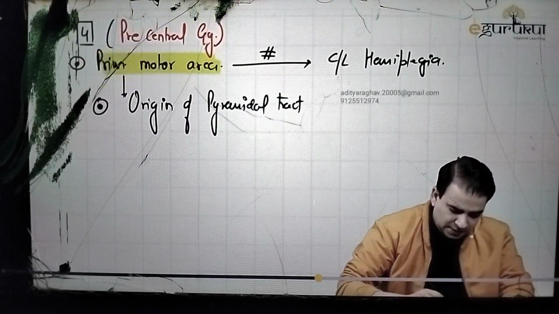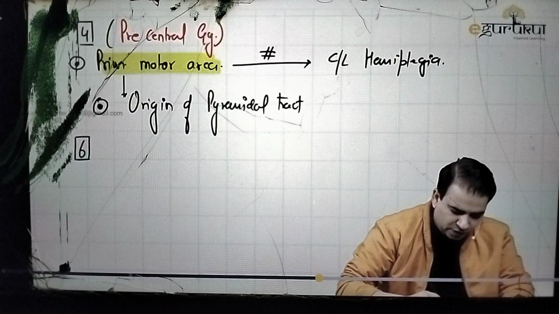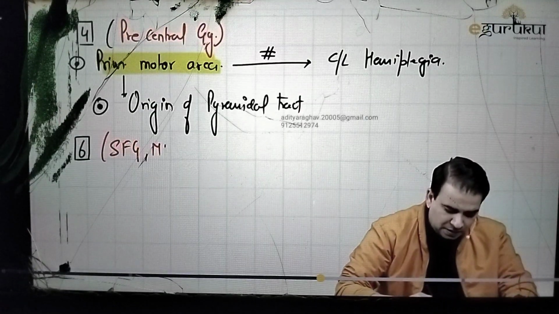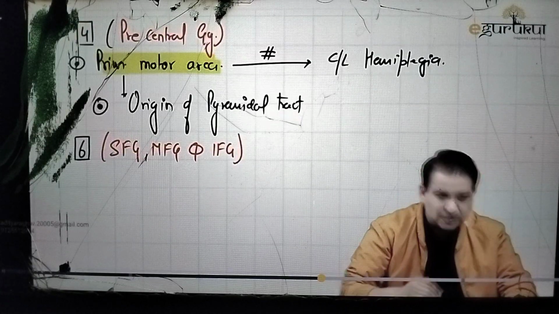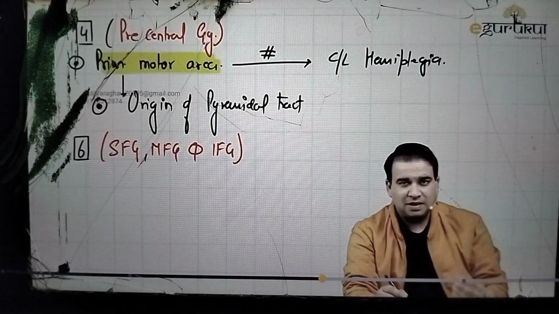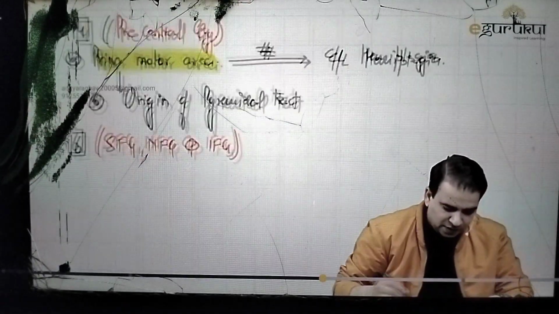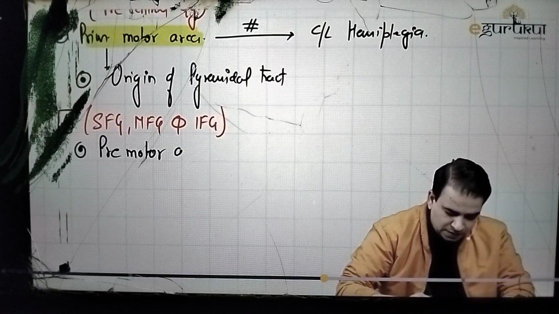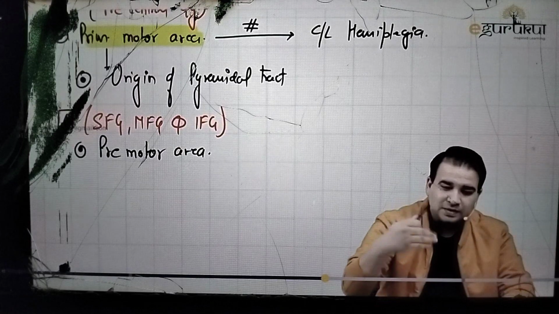Then we have area number 6, which is right in front of area 4. Area number 6 is located in the superior frontal gyrus, middle frontal gyrus, as well as inferior frontal gyrus. So it is situated in all three frontal gyri, the posterior part of the three. Please note, this area number 6 is the premotor area. It is in front of the motor area, in front of 4, so we call it the premotor area.